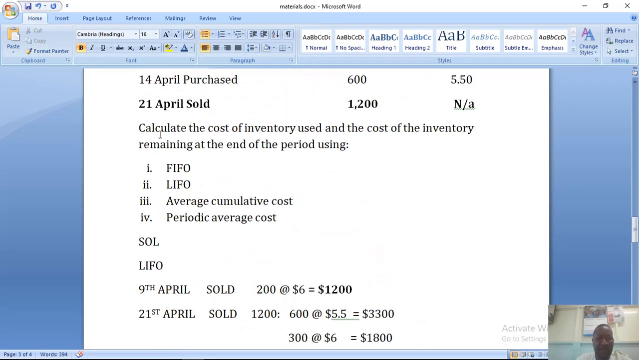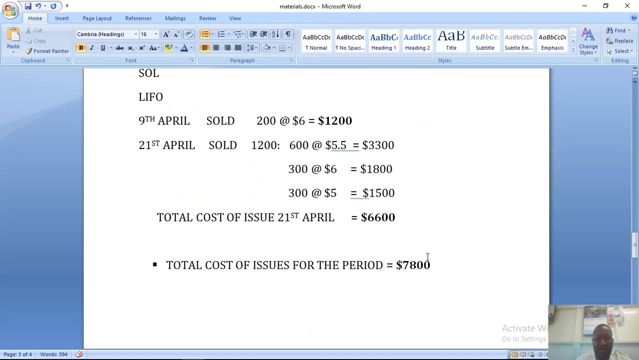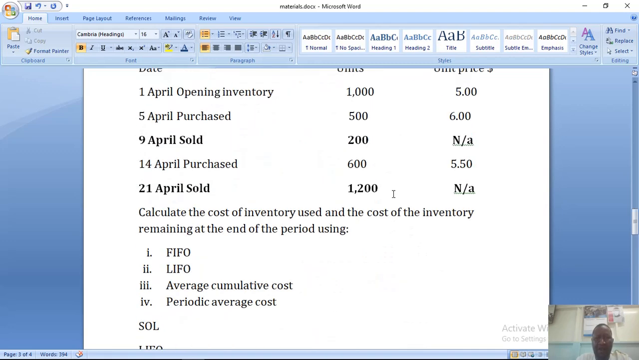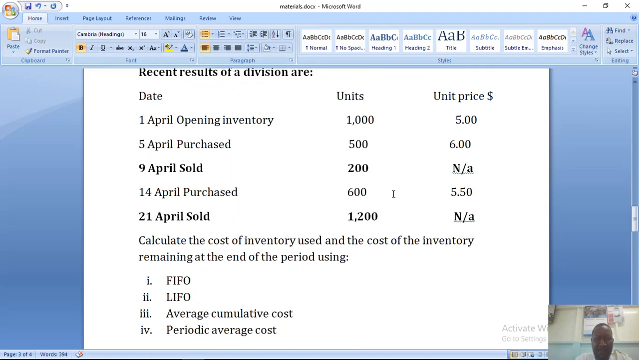So we've calculated the cost of inventory used or issued. What's the cost of closing inventory? Now let's come back to our results here. These 600 units have already been issued, 500 units have already gone, and we have touched 300 units from the opening inventory of 1,000. So we should be remaining with about 700 units from this consignment at that price.